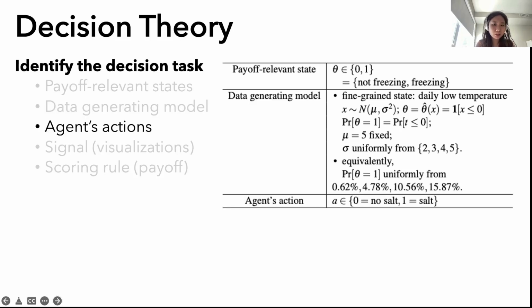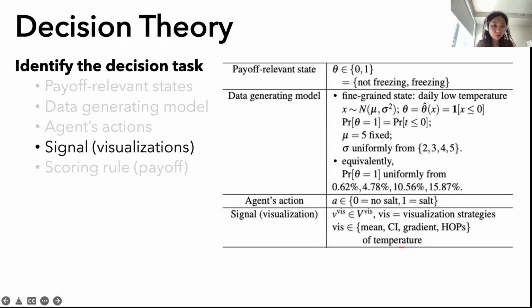And then the agent's action space. So here in the weather forecasting example, the agent picks an action from the space of salting or not to salt.